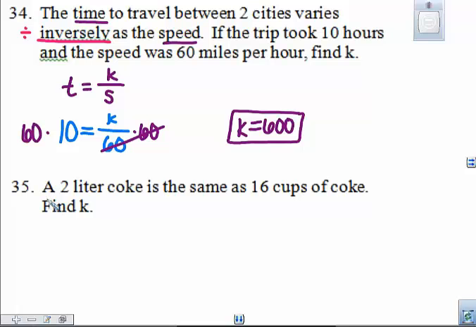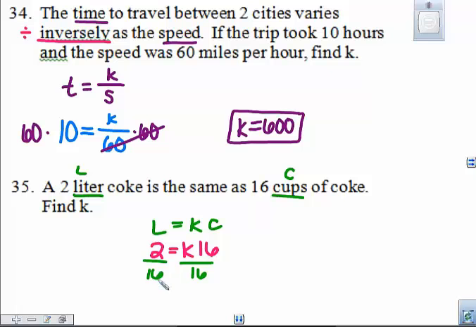Okay, in number 35, it doesn't specifically say inverse or direct, but it says that these are the same. So that means they're directly related. So liters and cups are our variables. We'll say L and C. But if it's direct variation, if they're the same, that means liters is K times C, because they're directly related. So 2 liters is 16 cups. Get rid of the 16 by dividing. So K is 1/8.